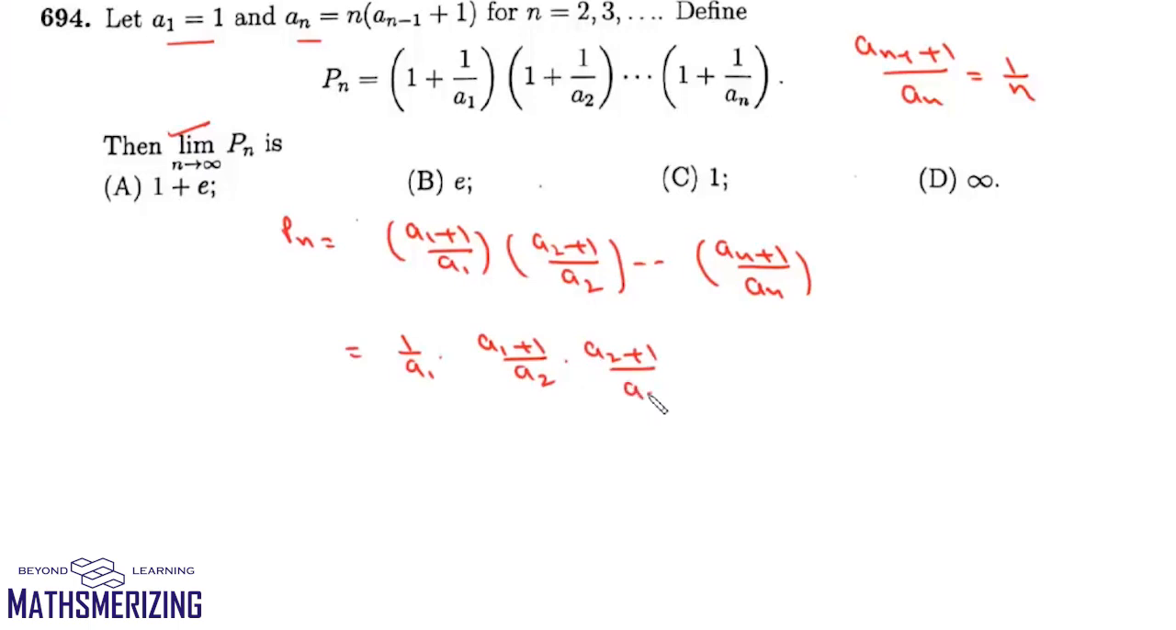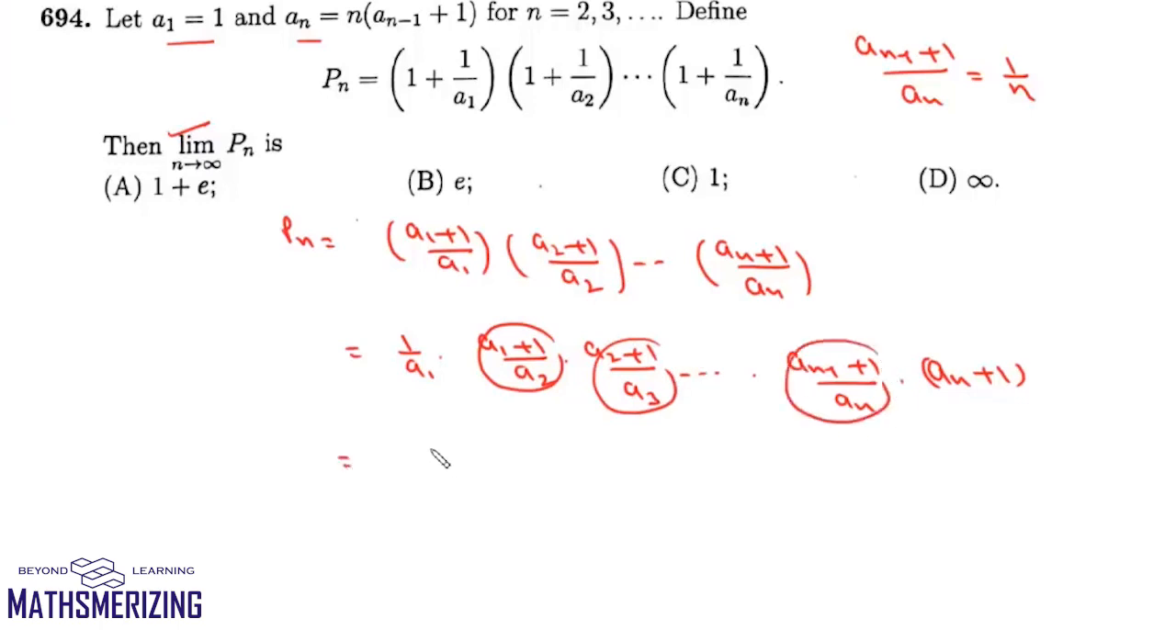(a2 plus 1 upon a3), and it goes all the way up to (an minus 1 plus 1 upon an) into (an plus 1). Now this is 1 by 2, this is 1 by 3, and this is 1 by n. So we can write this as 1 upon factorial n, (an plus 1) upon a1. Now we are also given that a1 is 1. So we can write this as (1 plus an) upon factorial n.